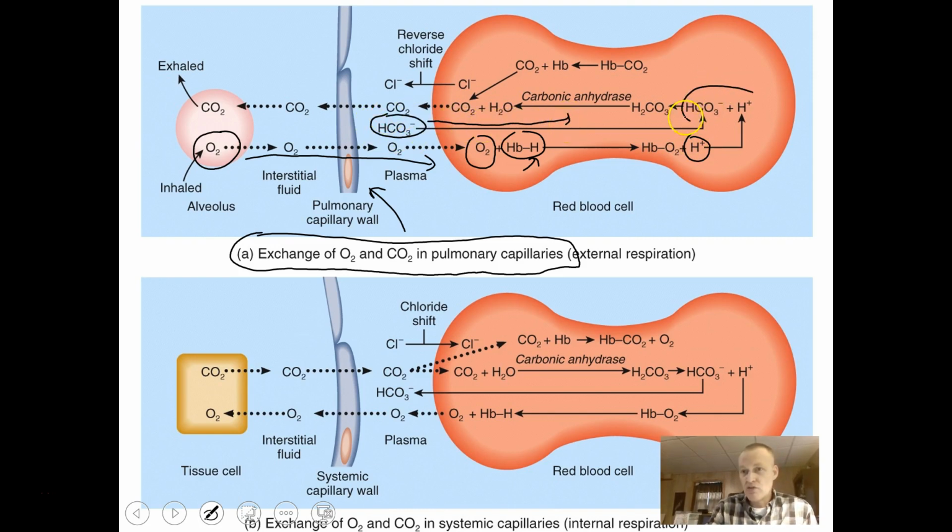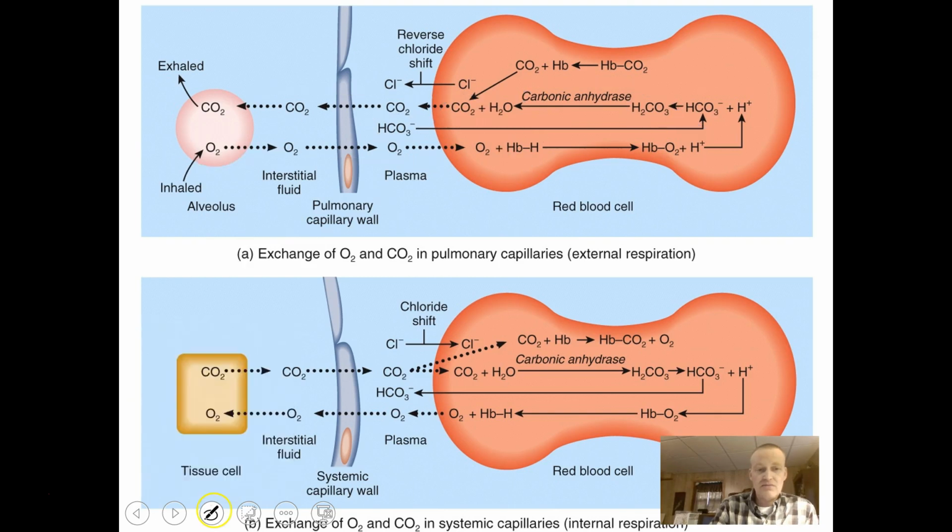Those hydrogen ions and bicarbonate are going to join together to form carbonic acid. That carbonic acid is going to dissociate into water and carbon dioxide. Carbon dioxide is going to be released so that it can travel out and be exhaled out of the body. Now, because we bring bicarbonate in, we shift chloride out to maintain electrical charge. We don't change electrical charge.